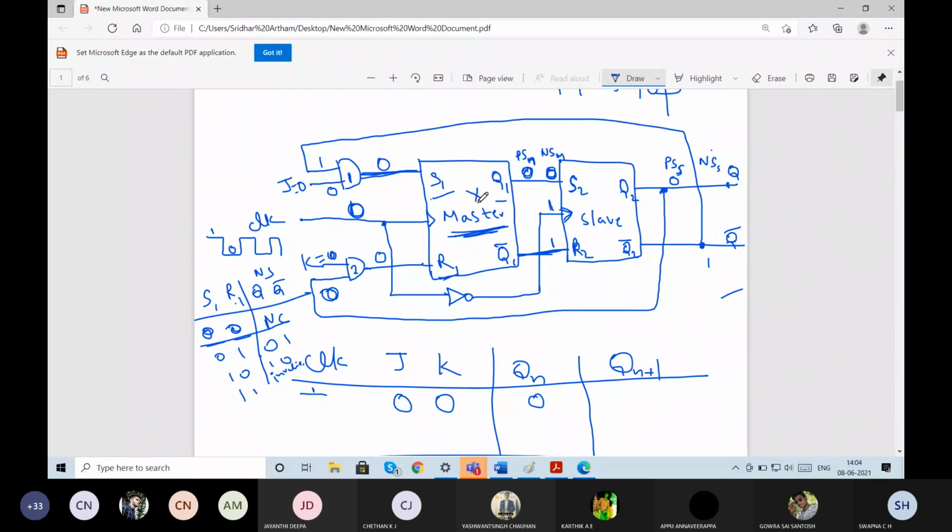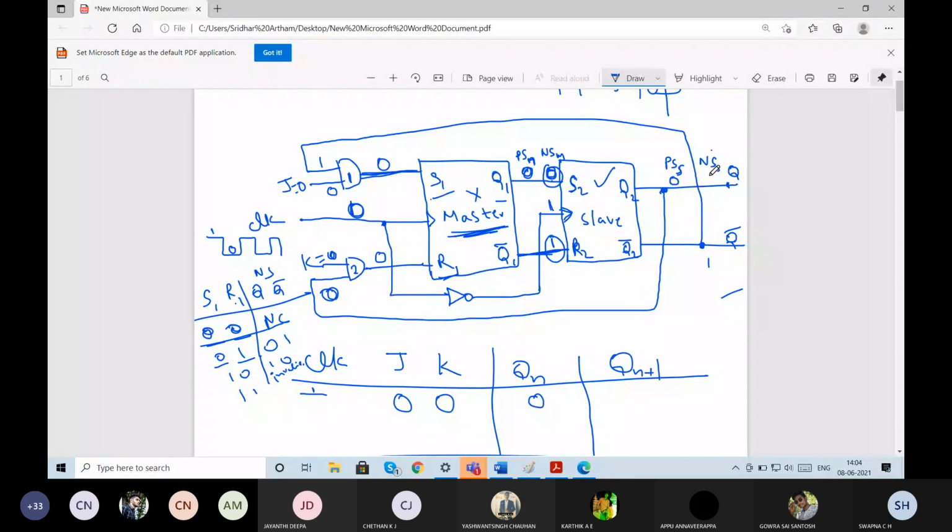Master will be inactive. What about slave? Slave becomes active. Active means it will check for the input values. What are the input values here? S2 is equal to 0 and R2 is equal to 1. So what will be the output? S is equal to 0, R is equal to 1. So what will be the output? Q value will be equal to 0, right?